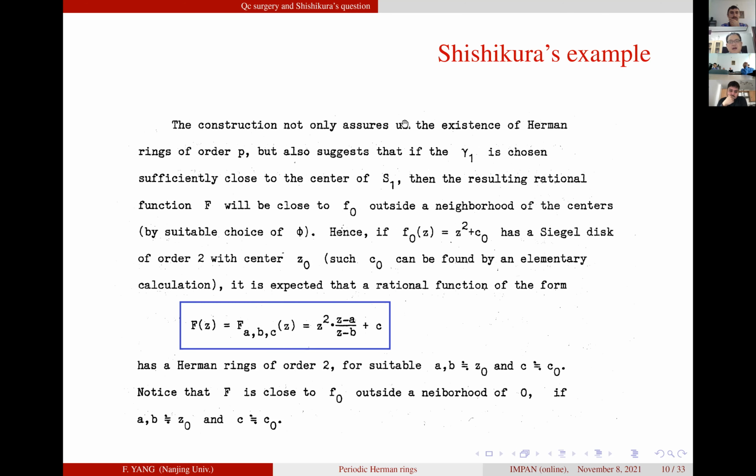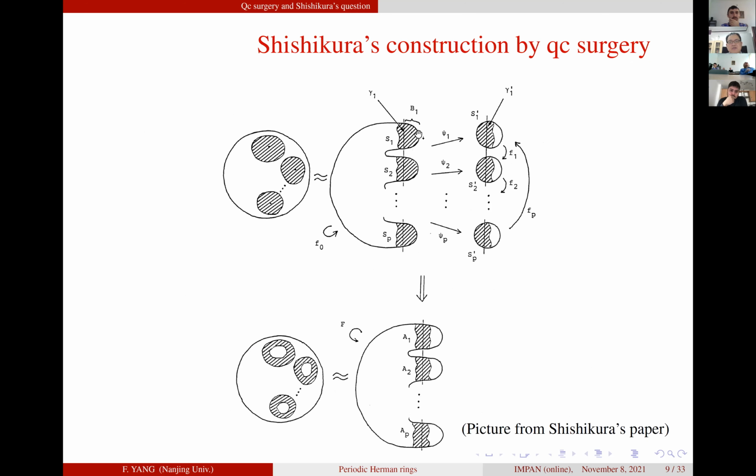That means if gamma 1 is very close to the center, then from this surgery he can obtain a rational map, big F. Actually, this big F is quite irregular, and he also thinks this is a rational map. He identified these two sets, and he identified this as a rational map.